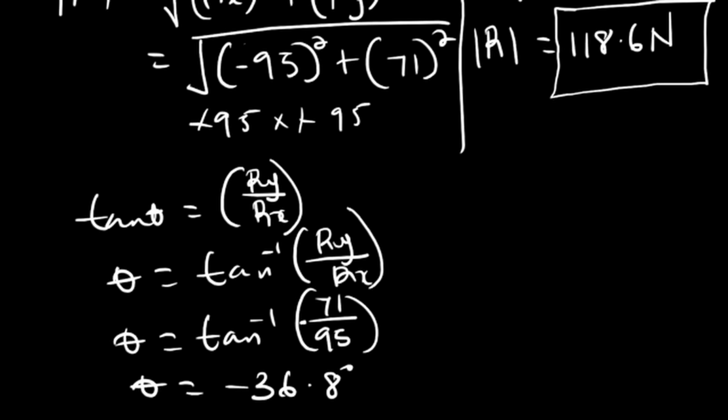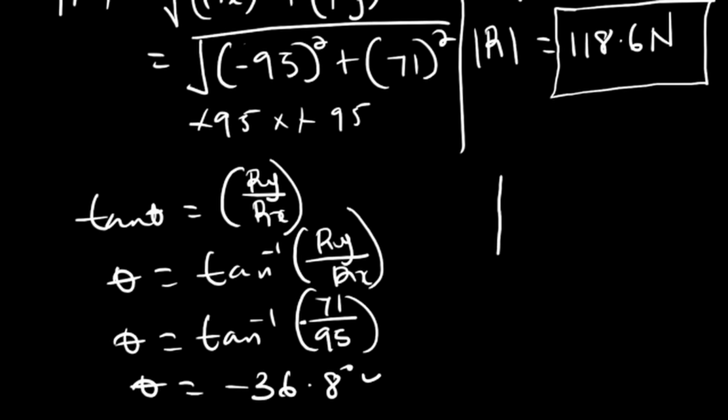Now, this is our solution. This is the angle, right? And then, what do I mean by the angle is negative 36.8? Let me explain to you properly so that you really understand what is happening here, because with this angle now, we can go ahead to sketch our resultant vector.